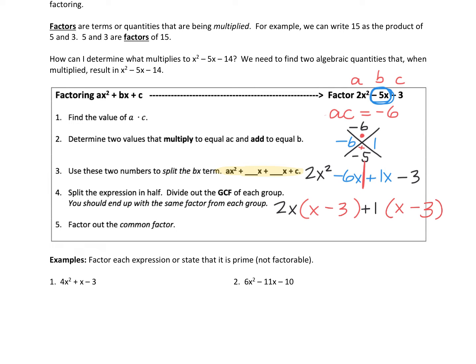So the two black ones that you see up there, 2x plus 1, those are my GCFs, and they go together. And then the parentheses here that you see that is the same, okay, this is not a coincidence. Do you see how they are the same? X minus 3, x minus 3. That should happen if you've done it correctly. So my other factor here is x minus 3. You are not done until you put the two parentheses side by side.